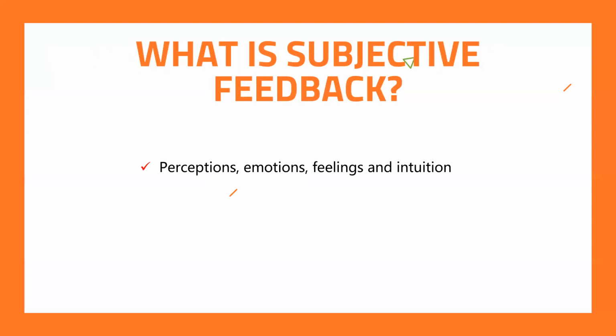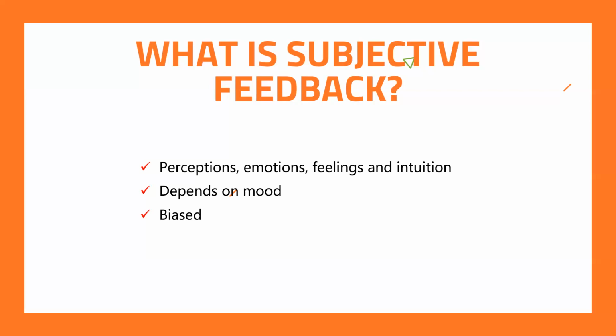Subjective feedback is based on perception, emotions, feelings, and intuition of a person. And these perceptions and emotions depend on the mood of the person. So therefore, depending on the mood, I might decide to give a positive feedback or a negative feedback. So it doesn't actually help the sender in getting the feedback that will help him to improve or to modify or to do better work. So therefore, it actually does not help anybody in turn.